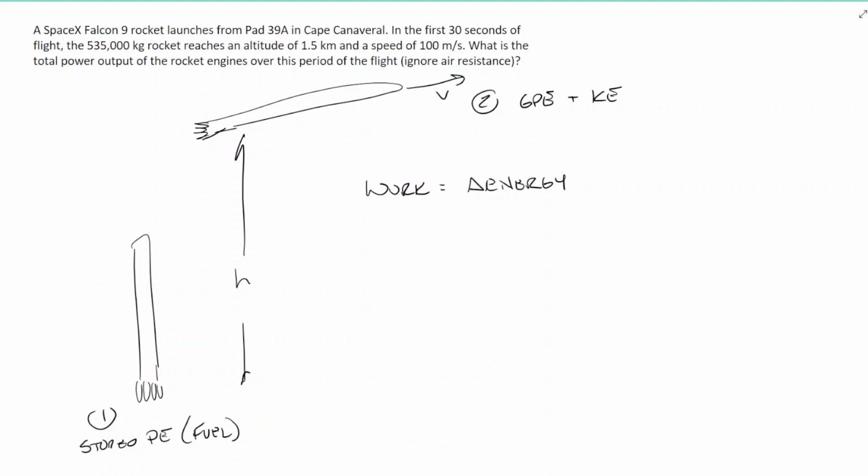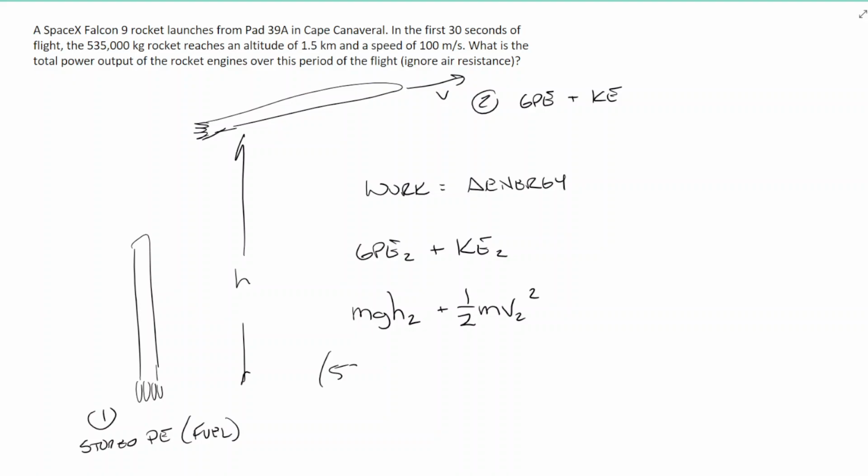So if I want the change in energy, I need the total amount of energy in the form of GPE at 2 plus the kinetic energy at 2. That would be the change in energy. And our equation would be mass times gravity times the height at 2, plus 1/2 the mass times the velocity at 2 squared. That would be my total change in energy. So I'm going to plug in some values.